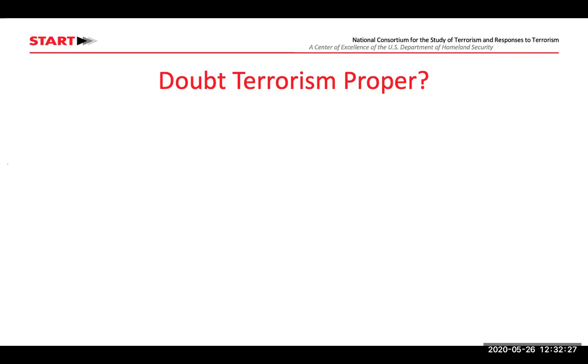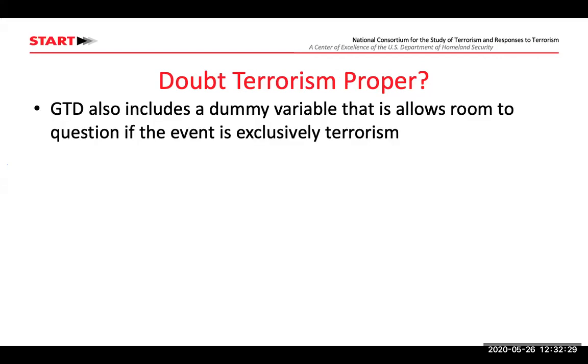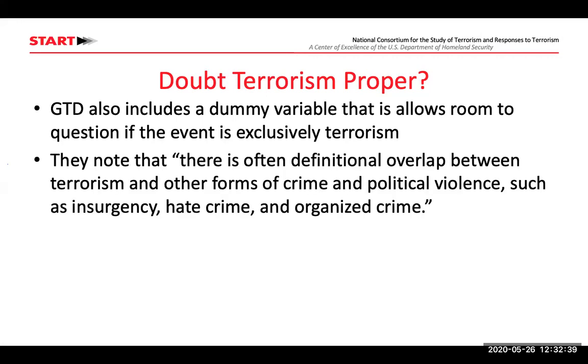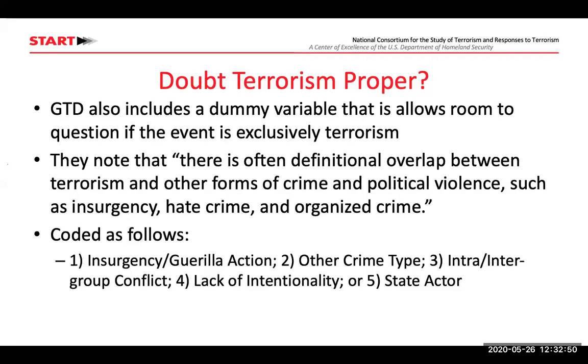So they have this terrorism proper variable that they include. And what this does is it gives room to suggest that maybe this wasn't a terrorist event, maybe it was a terrorist event. And they note that there's this definitional overlap between terrorism and other forms of crime and political violence, and things that you may want to include and you may not want to include. So when you look through the GTD, you want to look at this variable and make sure that you're including what you mean to include and not what you don't mean to include. So they have them coded in various ways in a subsequent variable.